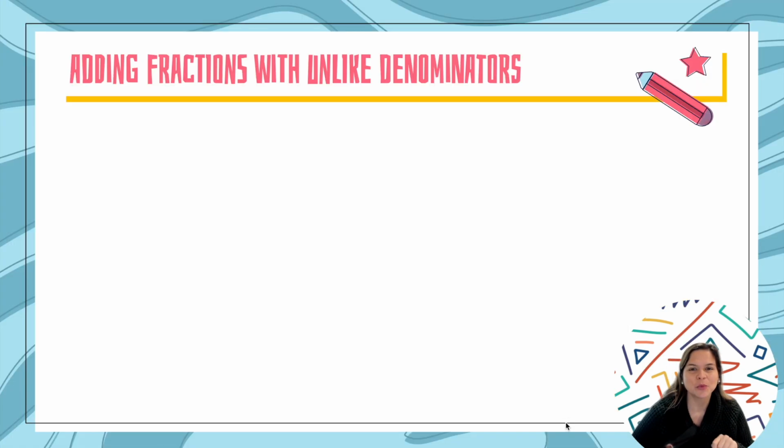To add fractions with unlike denominators, we need to follow several steps. So I need you to pay a lot of attention and remember. Practice is gonna help you remember these steps. So let's start. We have our example and it's 2/5 plus 1/4.